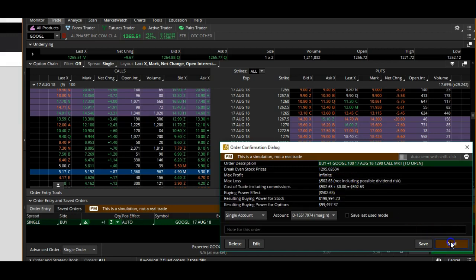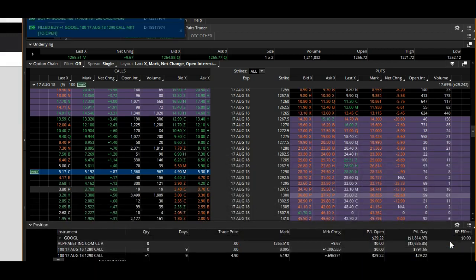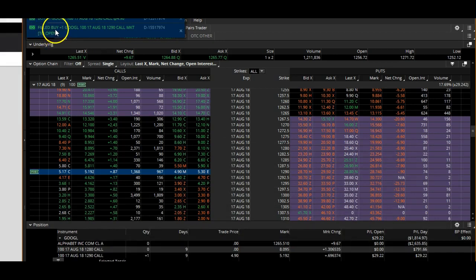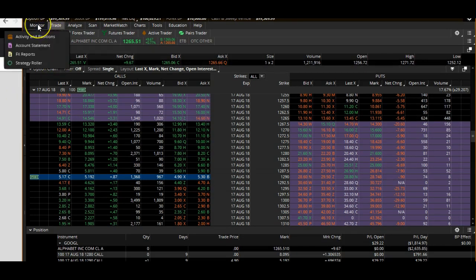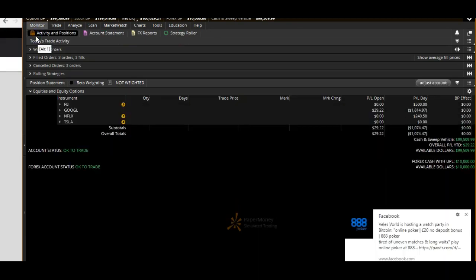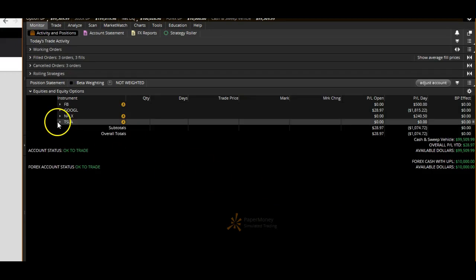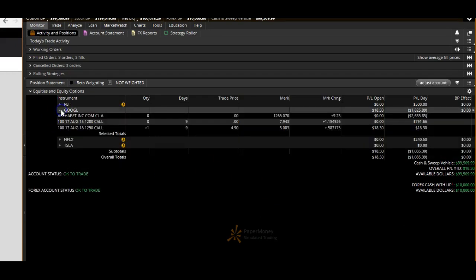We're going to click send, and up here it tells us it's been filled. So we've just purchased this. After purchasing, we can now monitor that particular purchase right here. We click on monitor, activity, and positions. And what did we just buy? Google. So we just purchased Google.